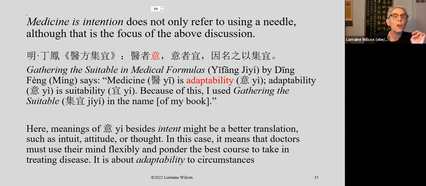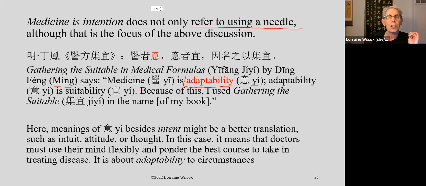My last little bit, though, is that medicine as intention came to mean something else, especially during the Qing dynasty. It doesn't only refer to acupuncture, although that's what we've been talking about up until now. For example, there's a Ming Dynasty book, not Qing, but relatively late, called Gathering the Suitable in Medical Formulas by somebody named Ding Feng. And he said, medicine is intent, but actually here intent is not really a good translation. Remember in the beginning we saw it means so many different things and not only intent.